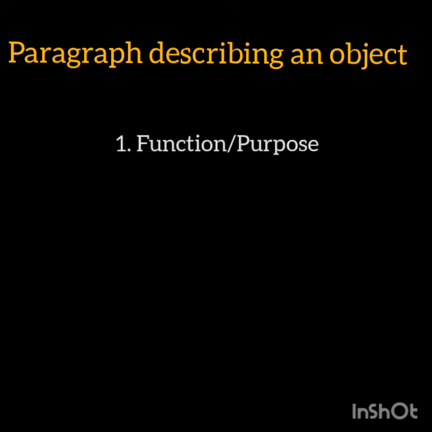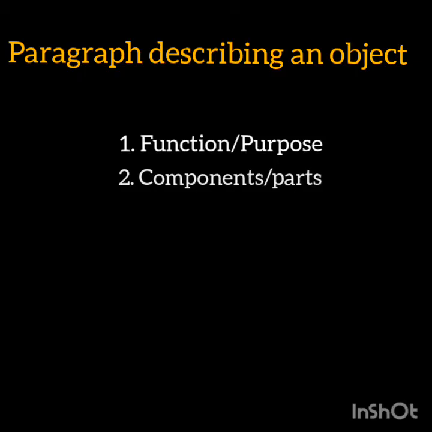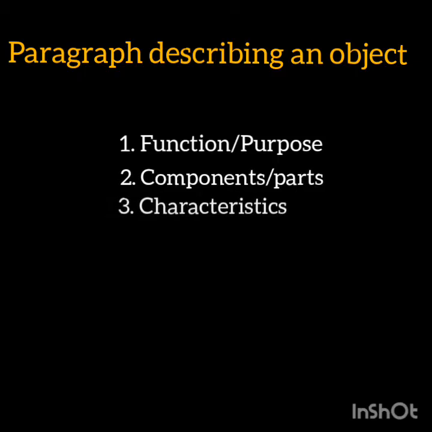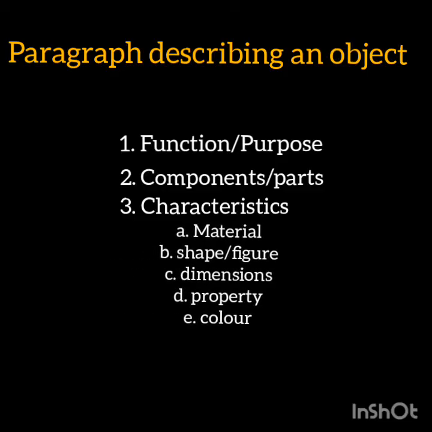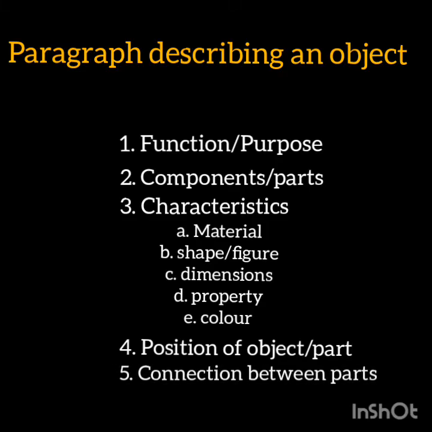The first thing is the function or use of that particular object. Number 2, the components or parts of that object. Number 3, the characteristics of the object, which is subdivided into 5 subparts. That is the material, the shape or figure, the dimensions, the property, and color. And then number 4, the position of a particular object or part, and also the connection between parts. How are the parts of an object connected together?